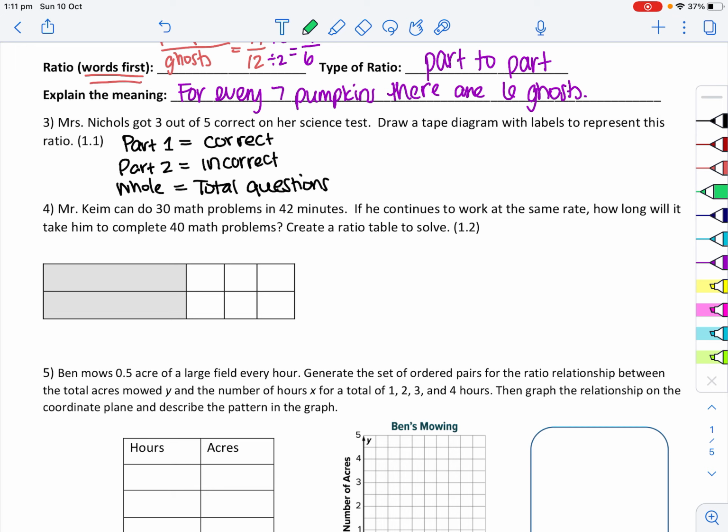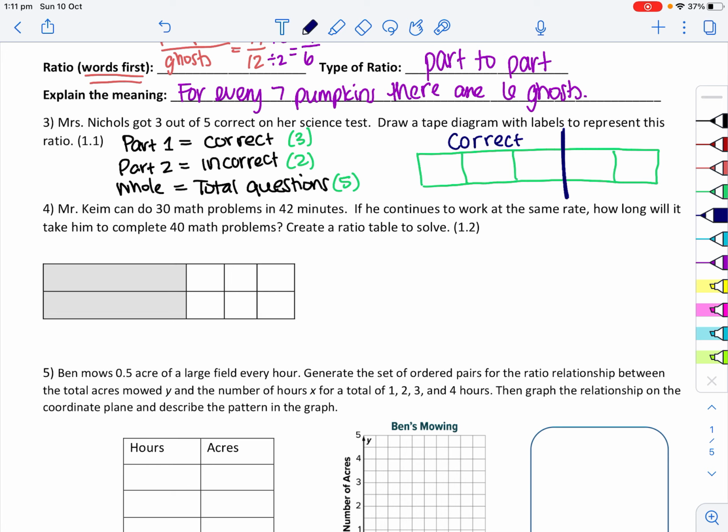For my correct, I've got 3. For my incorrect, I'm going to have 2 because there are 5 questions. So when I draw my tape diagram, I'm going to break this into 5 parts. 1, 2, 3, 4, 5. And then I'm going to have a line in between boxes 3 and 4 because these are correct and these are incorrect. This one does not give you any other information to solve, so we are done right here.